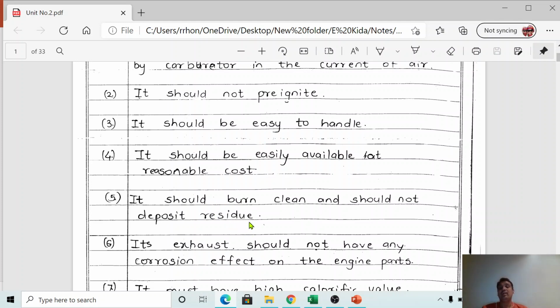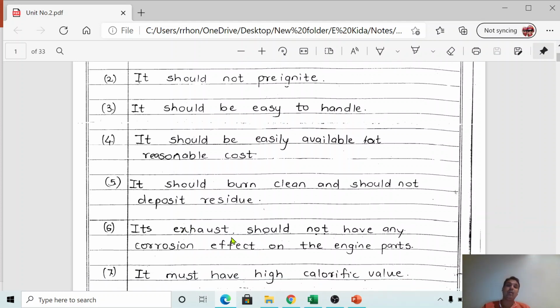Residue means what? After the combustion, some remaining things are present over there, like carbon composites or carbon contents. So it should not deposit any kind of residue. Then next, its exhaust should not have any corrosion effect on the engine parts. This is again very important. A few fuels always react with some metal parts, and because of that reaction, the corrosion effect will happen on the different components. So this should not happen in the case of SI engine. This is another requirement.